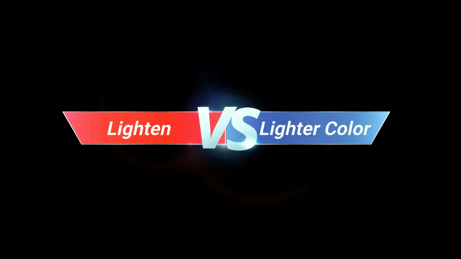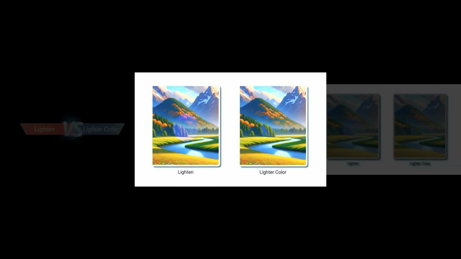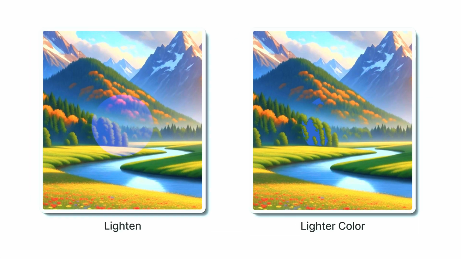Lighten versus lighter color. Both modes choose lighter values, but they do it differently. Lighten compares each RGB channel separately, so a pixel might win in red but lose in blue, leading to mixed results. Lighter color compares overall brightness, keeping the layer that looks brighter to the eye. The result is simpler and sometimes cleaner but less precise for complex color blends.